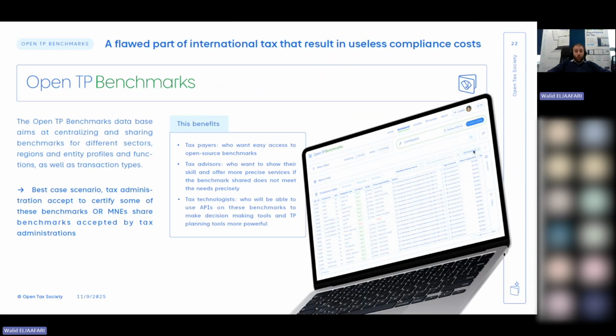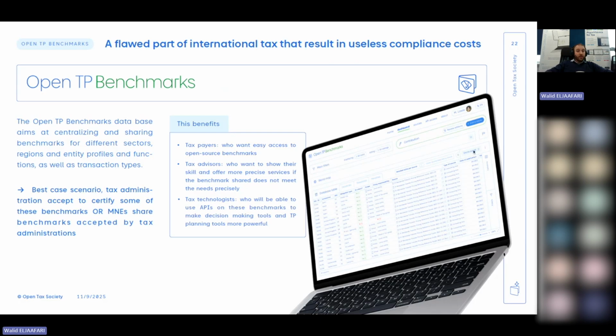So what we want to help do is to help share this information, share this production between all MNEs. And the best case scenario would be for tax administrations to just certify some of these benchmarks. I'm a distributor of clothes in this jurisdiction with this risk profile. Here is a benchmark. If it's stamped by a tax administration, here we go. We don't have to have all of the clothes distributors in this sector pay for the same benchmark and waste resources that way.